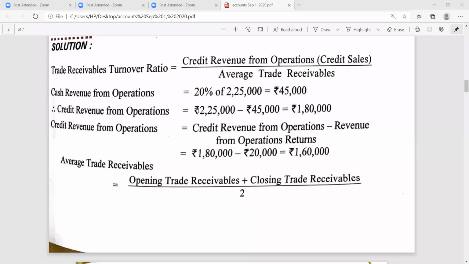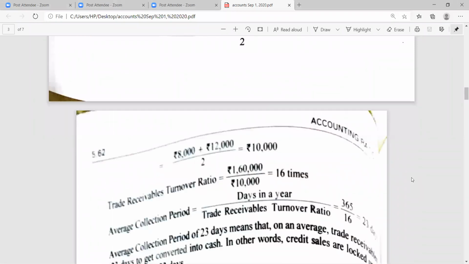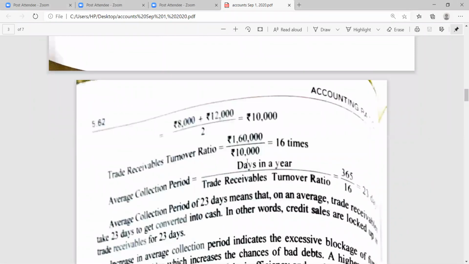So what we have done in this question: the cash revenue from operation is 20% of the total revenue from operation, and then we have to calculate the credit, and finally we will get our ratio, 1,60,000 upon 10,000. It will be 16 times. 16 times is the answer.